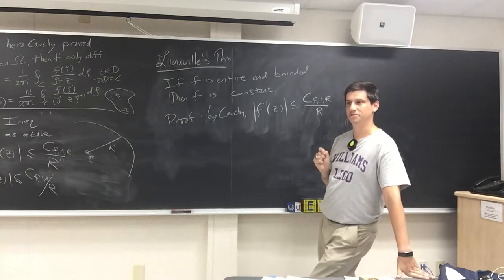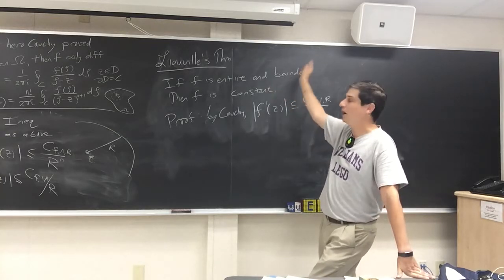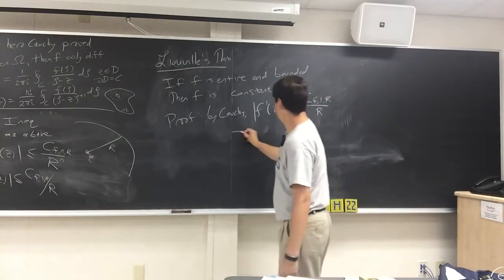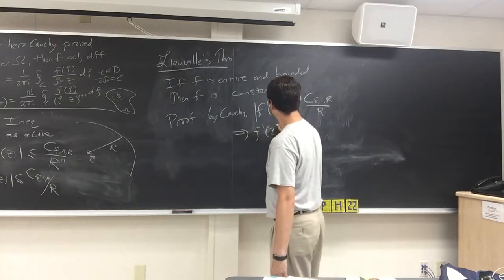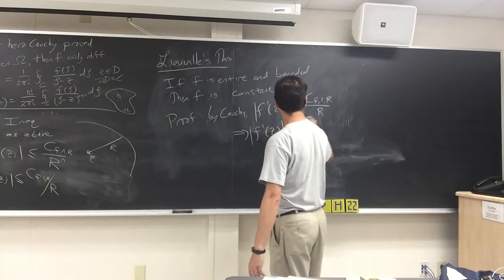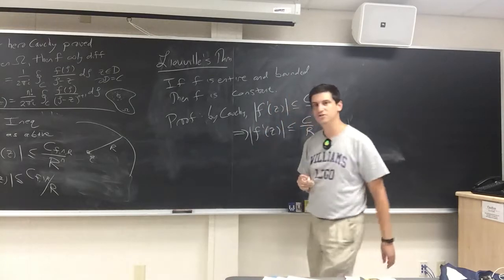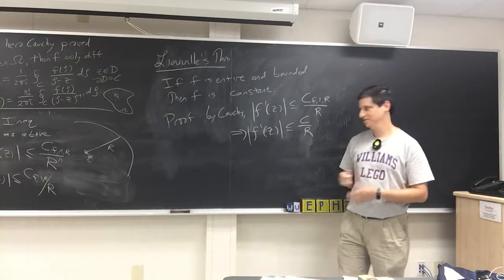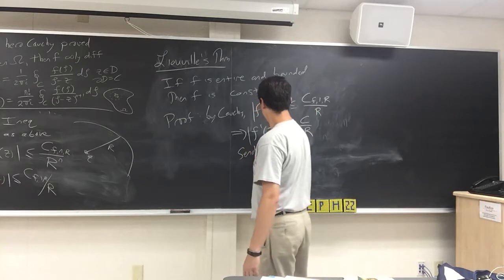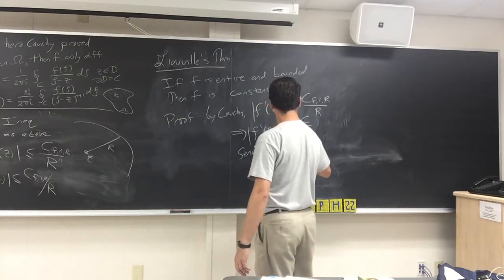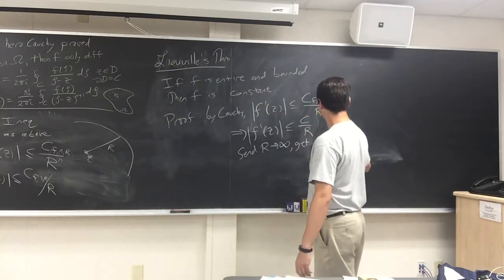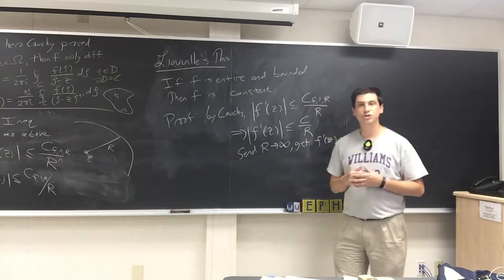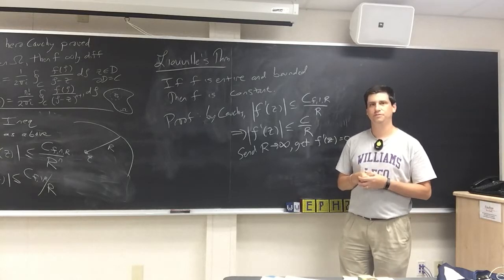It has no r dependence, because we're assuming the function is bounded. So there's some number that works no matter what radius we have. Therefore, f prime of z is less than or equal to some constant over r. And this is true for all r. Now let r go to infinity. So send r to infinity, get f prime of z has to be 0. So we've just shown that the first derivative is 0.